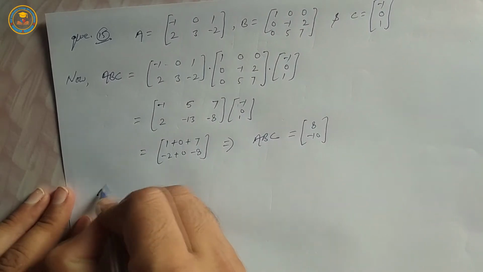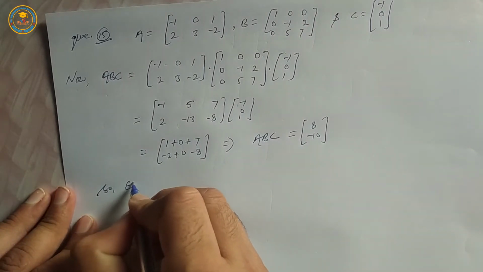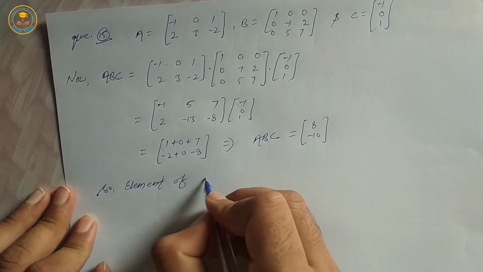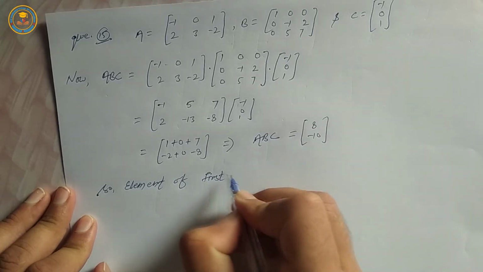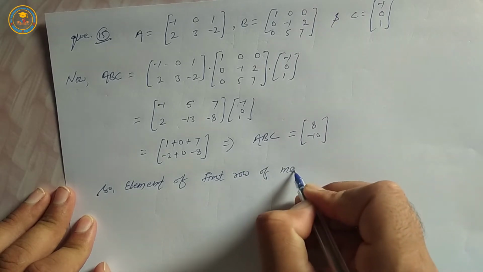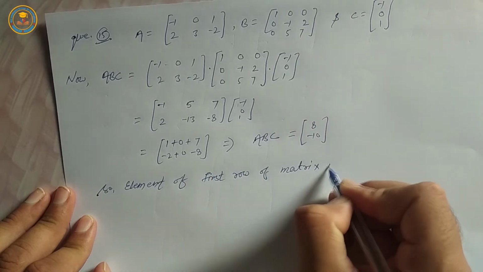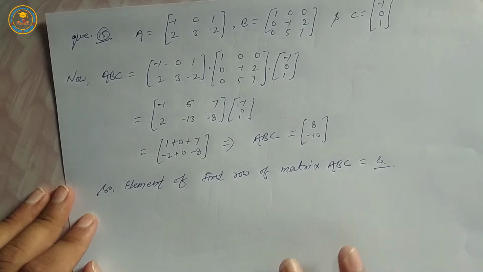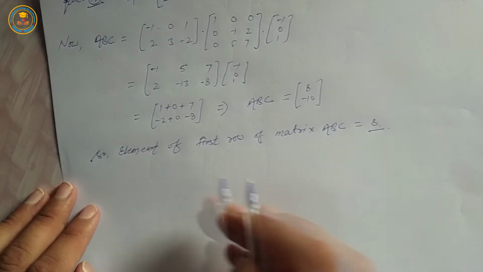Element of first row of matrix ABC is equal to 8. Okay, next question.